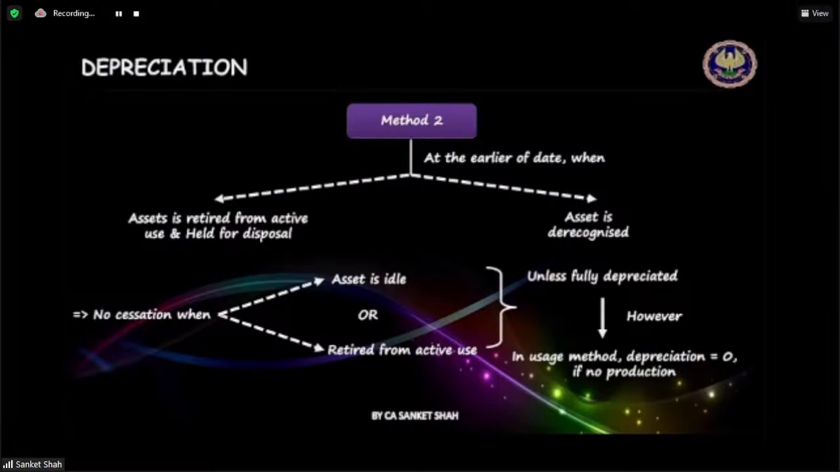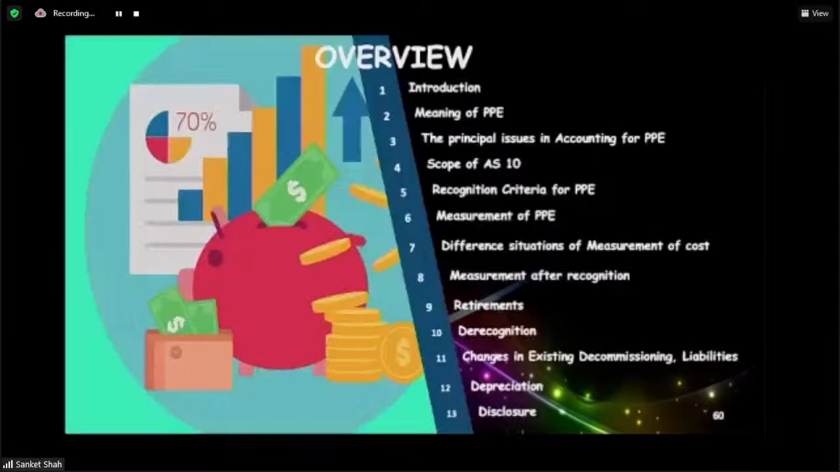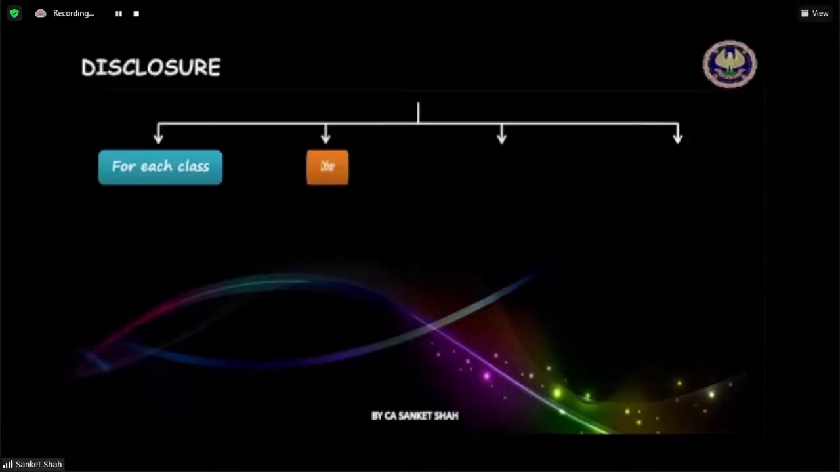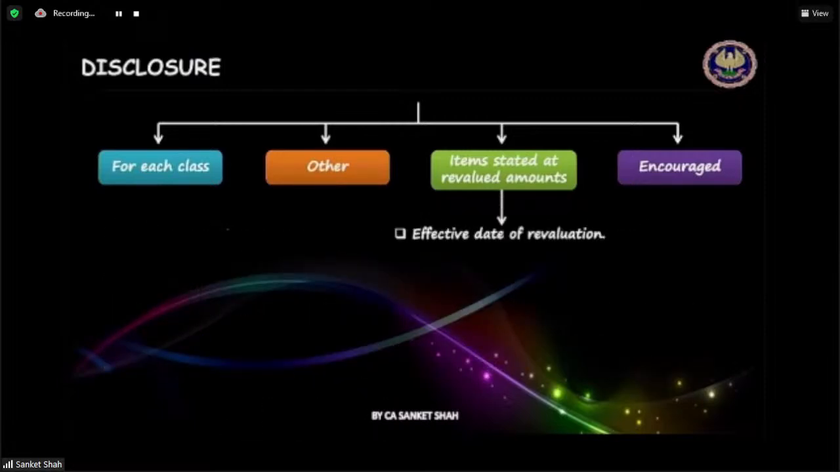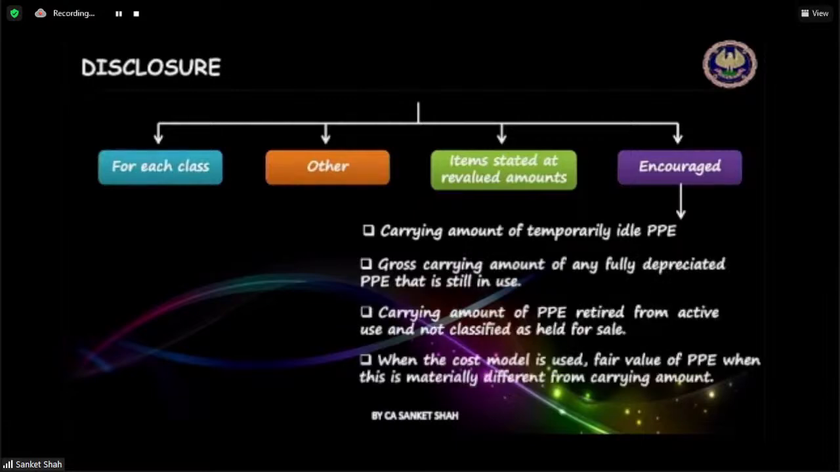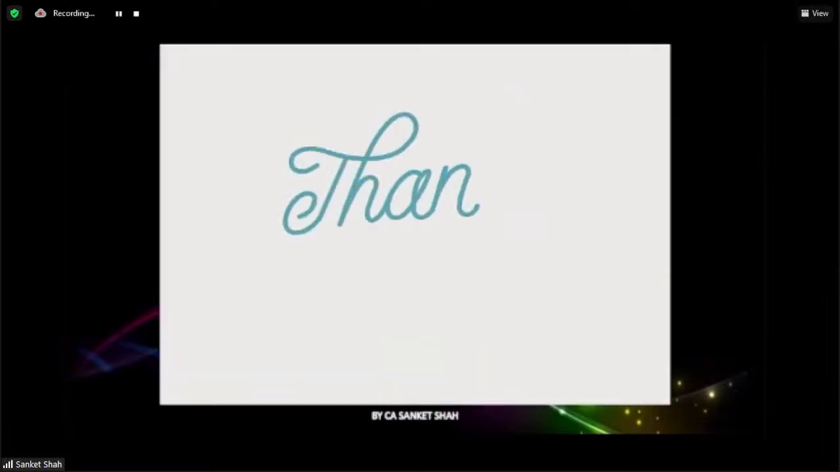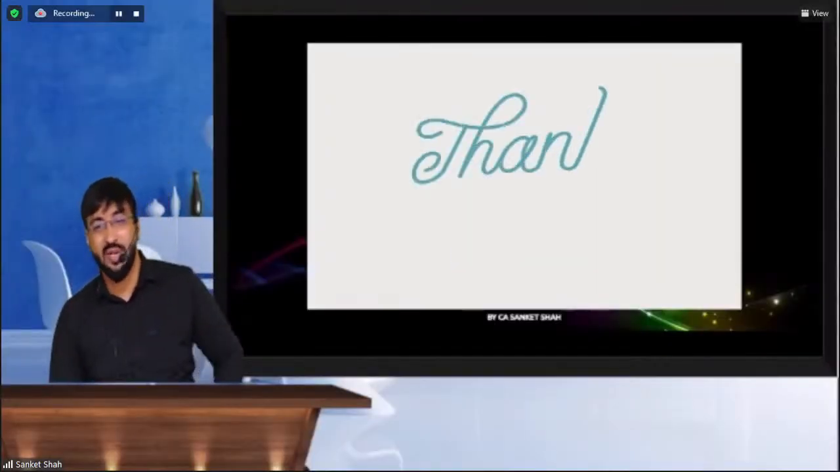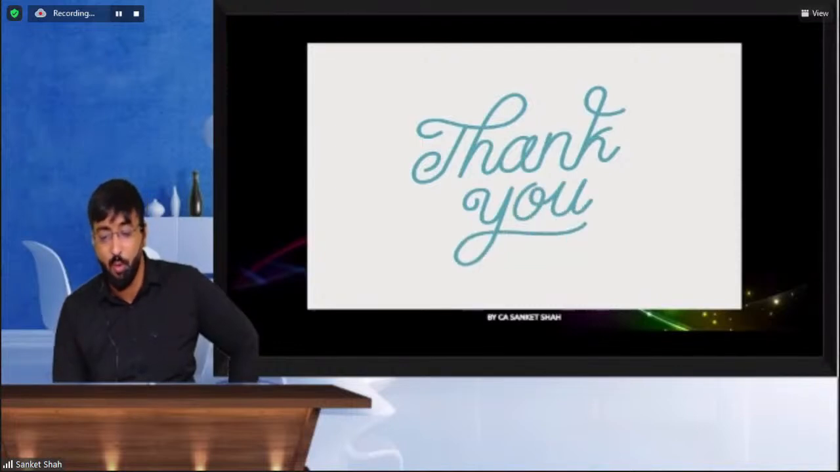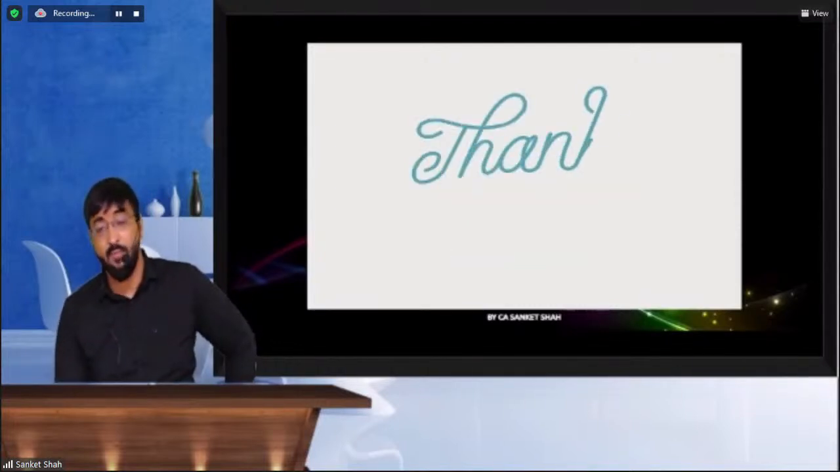Today we are going to revise all topics. This is very easy, sir. Disclosure, for each class. The disclosure part you can read from your study material. It's very simple, beta. Encouraged for component accounting. So this is all for accounting standard 10. For depreciation, you can use the straight line method, the WDV method, or the production units method. It's not at all difficult.